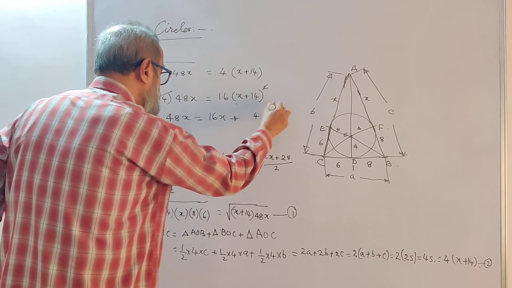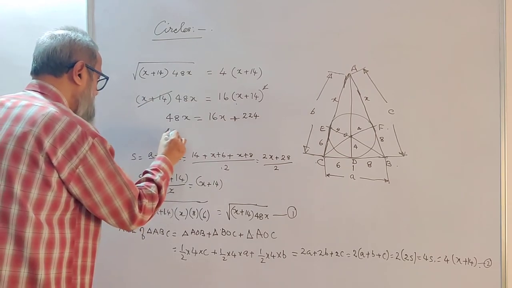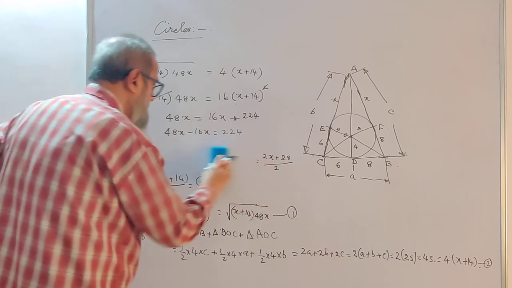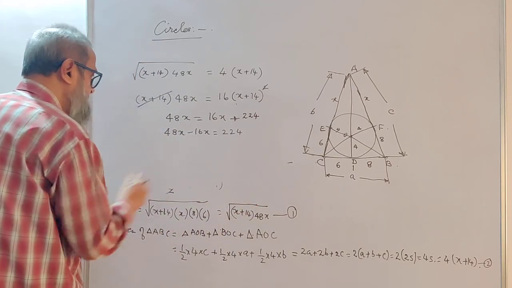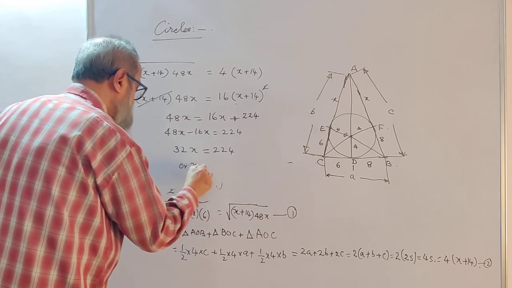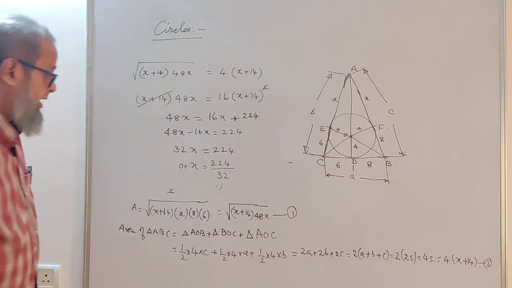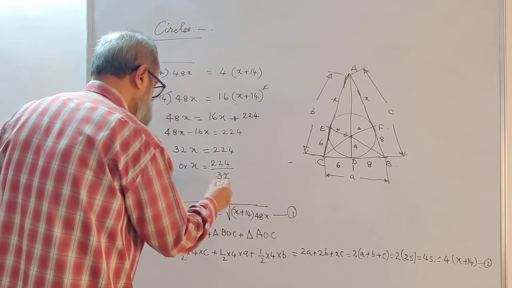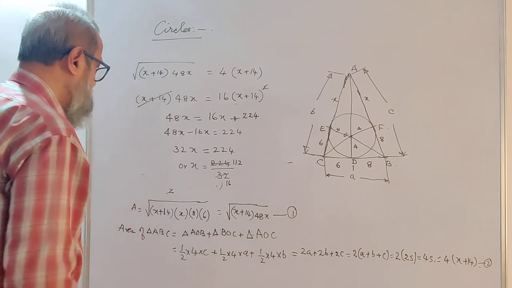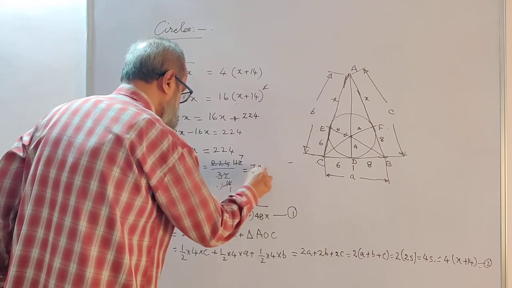16 fours are 64, 16 plus 6 is 22, so 224. So 48x minus 16x is equal to 224. Now 48x minus 16x will be 32x. 32x is equal to 224, or x is equal to 224 divided by 32. 16 sevens are 112, so it is 7 centimeters.